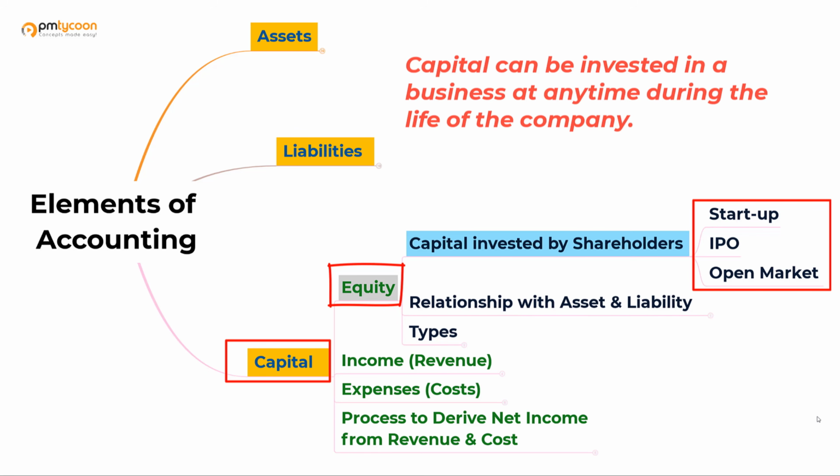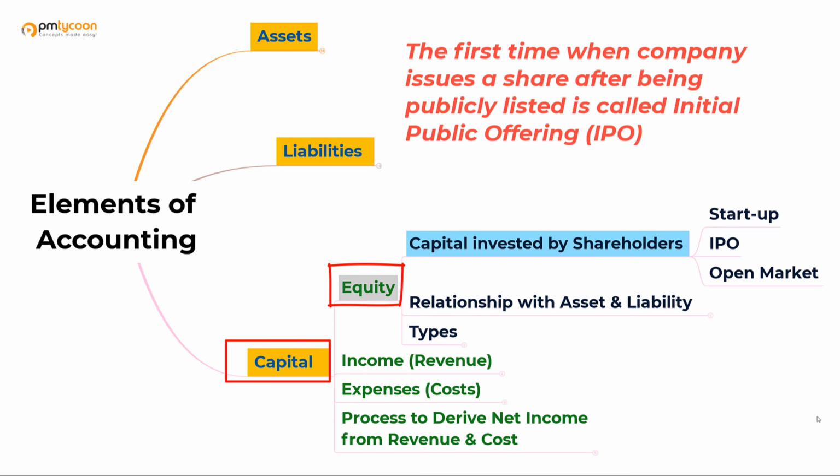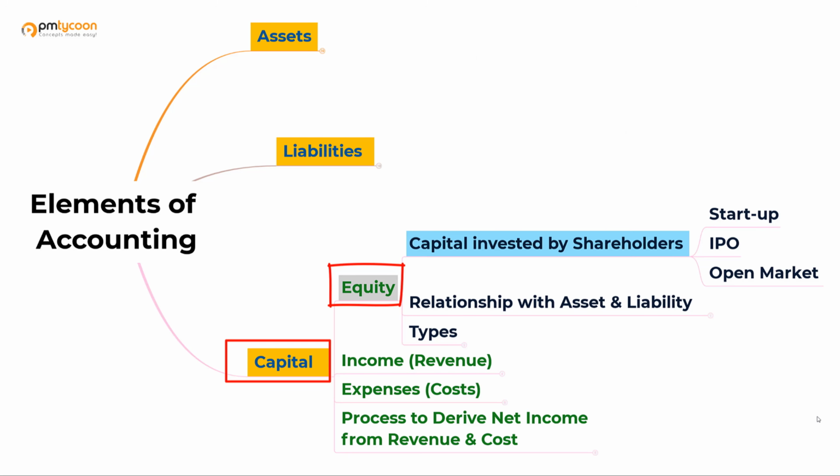Capital can be invested in the company at any point in time. For example, people invest capital at the initial startup phase of the company, but shareholders can also invest money during any period of the business operations. And also when the company gets listed in the stock market and issues its shares. The first time a company issues a share after getting listed on a stock exchange is called an IPO, initial public offering. And the company can also get capital when it is being publicly traded on the open market after the IPO. So a company can get money in many different forms.